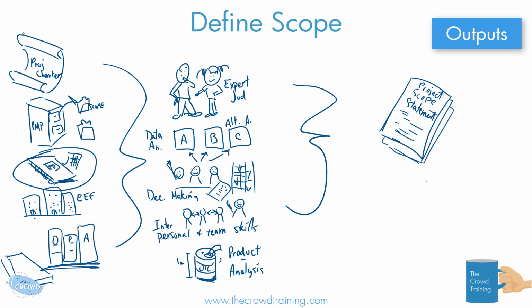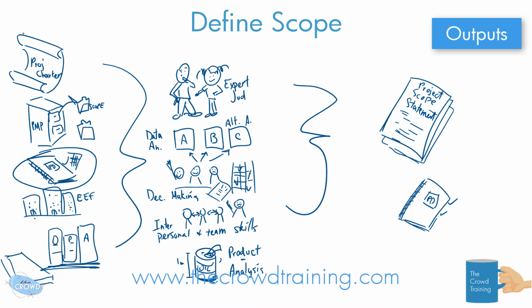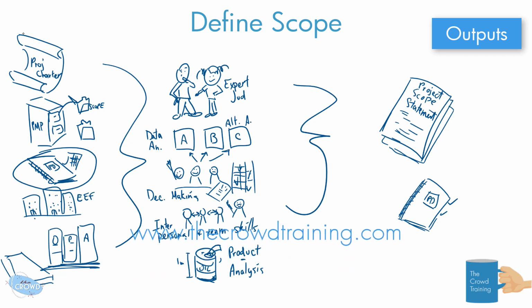And then those supporting documents that we had at the beginning are going to come into play once again. I'll draw the documents again, but now these project documents have been updated or have additional information put into them that reflects how we've gone about defining the scope. So the outputs are your project scope statement and updates to your project documents. And that's a quick look at the define scope process of the 6th edition of the PMBOK by The Crowd Training.